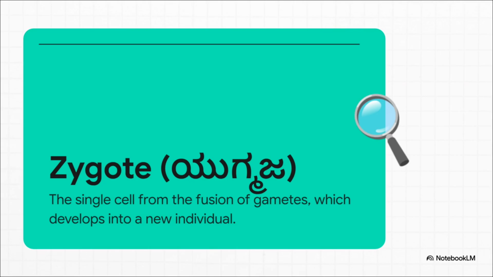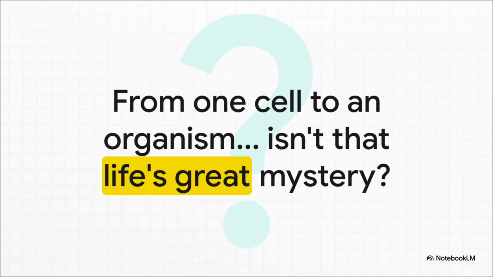This is it. This is square one, the very first cell of a completely new organism. It's one single cell that now contains the complete genetic instruction manual from both parents, and it's ready to start dividing and growing. And just think about that for a second. That whole process, the journey from one single cell into a complex, living, breathing organism, well, that's truly one of the greatest stories in all of biology. It's the blueprint of life itself, a beautiful mystery playing out all around us, all the time.